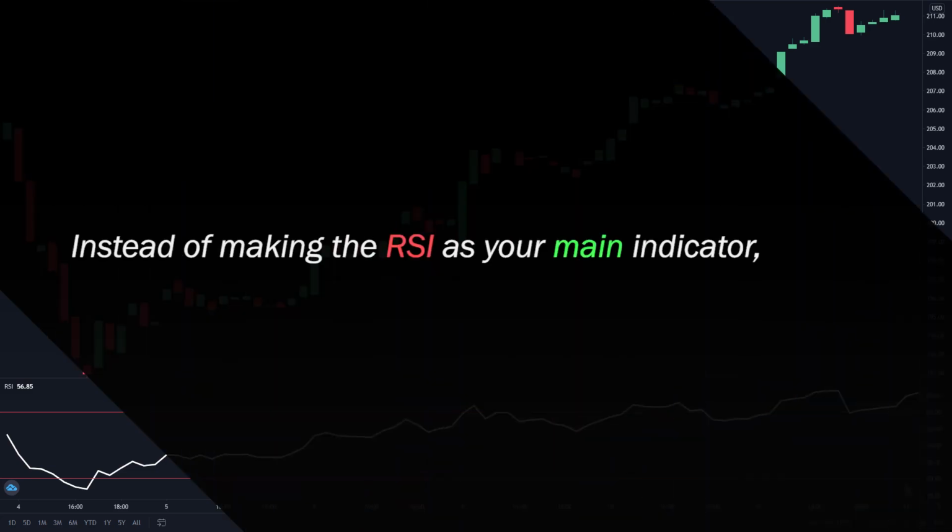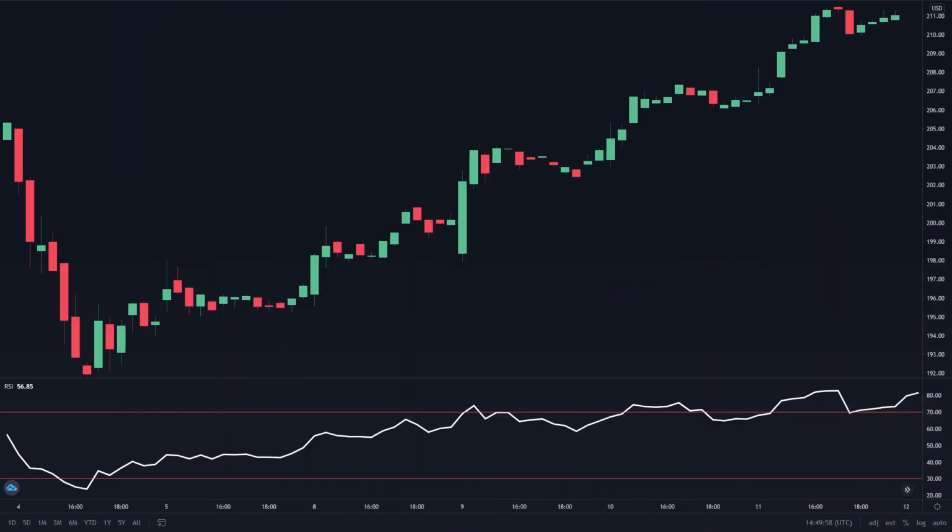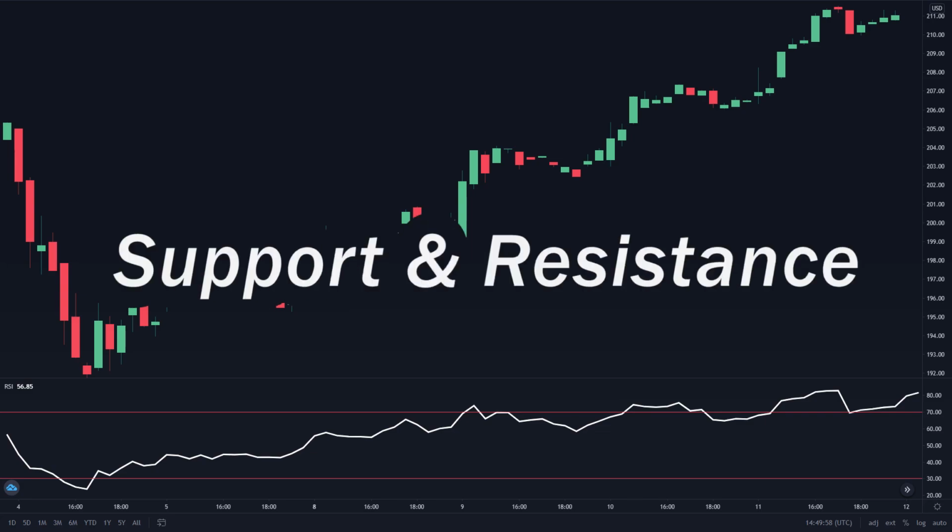So, instead of making the RSI your main indicator, you would instead want to make it a supporting indicator. You want the RSI to further confirm your analysis. And my favorite type of analysis when combining with the RSI indicator is just simple support resistance and trend lines.